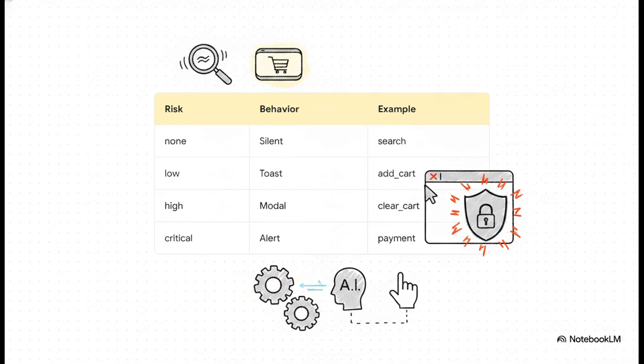None means silent execution, great for harmless stuff like searching products. Low triggers a simple toast notification, like when adding to a cart. But high and critical are where it gets serious. These actually block the AI's action and pop up a modal requiring explicit human approval. So if the AI tries to clear a cart or confirm an order, the user always holds the final key.